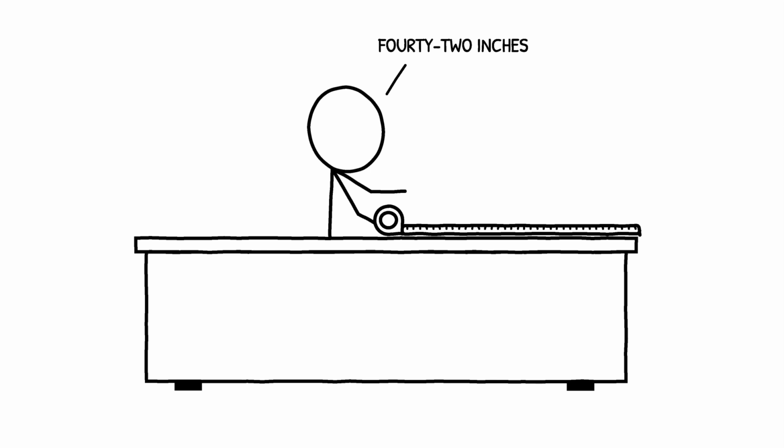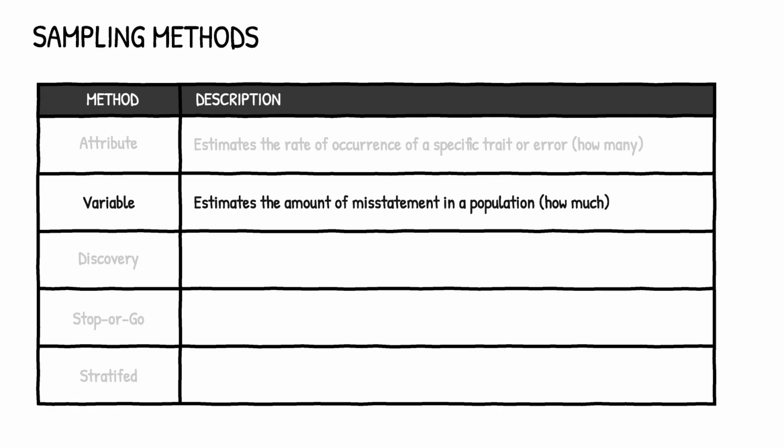When we want to measure how large an error is, we use variable sampling, and that's because variable sampling estimates the amount of misstatement in a population. Remember, attribute sampling looks at how many errors there are, while variable sampling looks at how much.